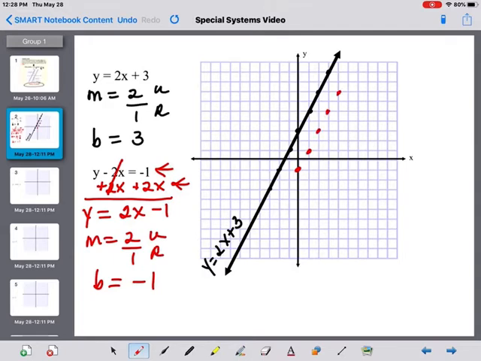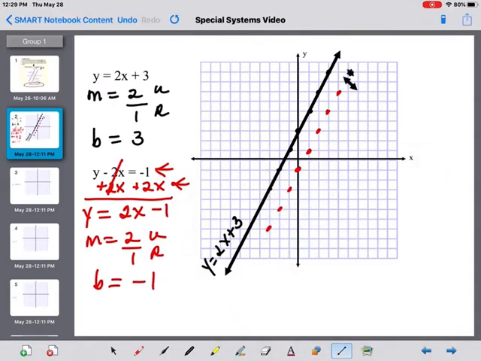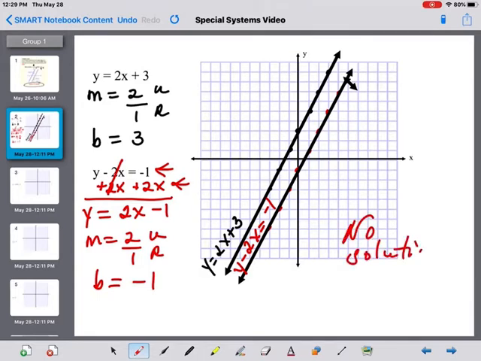So if I go up 2 and to the right 1, or I go back and go down 2 and to the left 1, my two lines are never going to cross. Okay, and that is because the lines are parallel. So when you're graphing that first line, you can't assume that they're going to be parallel. So you definitely want to make sure that you extend the line in both directions. Okay, but in this case, they are parallel. They have the same slope, but different y-intercepts. They never cross. So this would be an example of a system that has no solution.